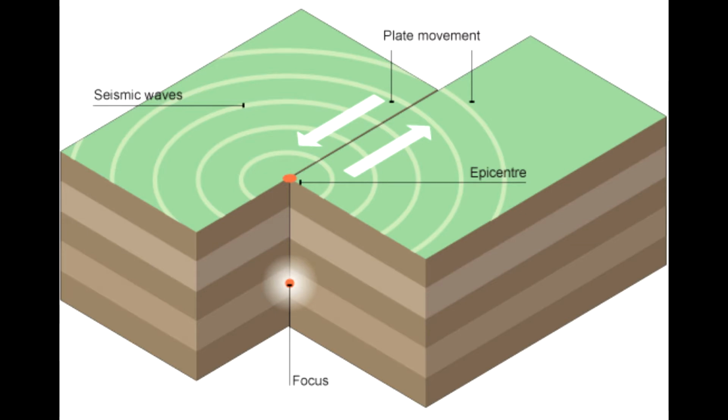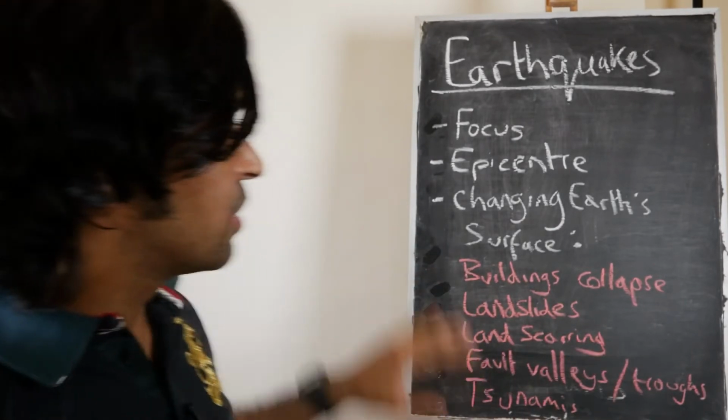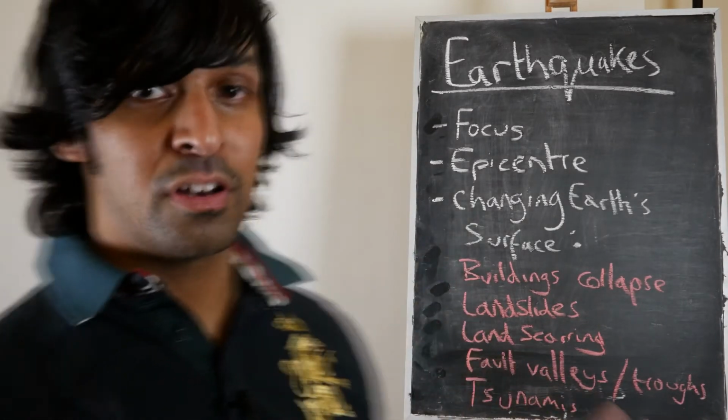And the point on the surface of the ground directly above the focus, we call that the epicenter. Now, earthquakes, as we know, are bad news. And if it's a severe earthquake, it can cause all sorts of problems. So these problems could be that buildings collapse, of course, that can lead to loss of lives.